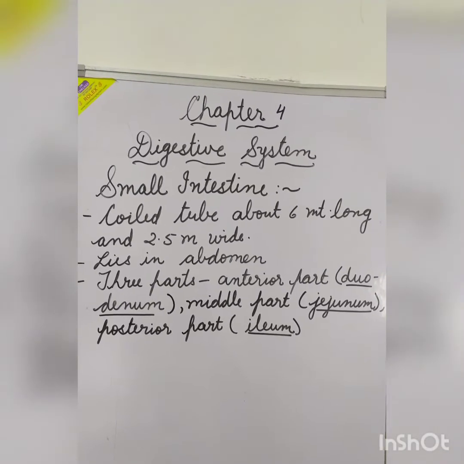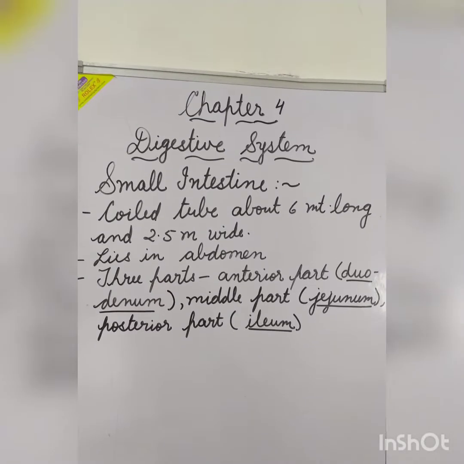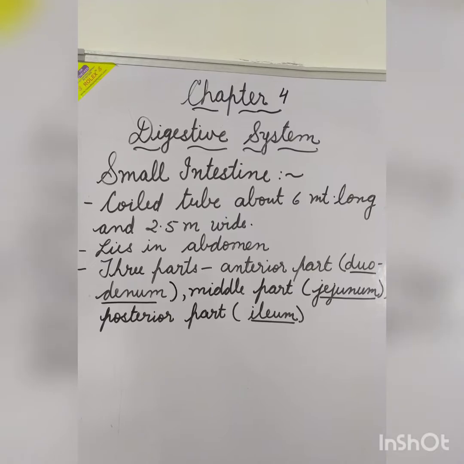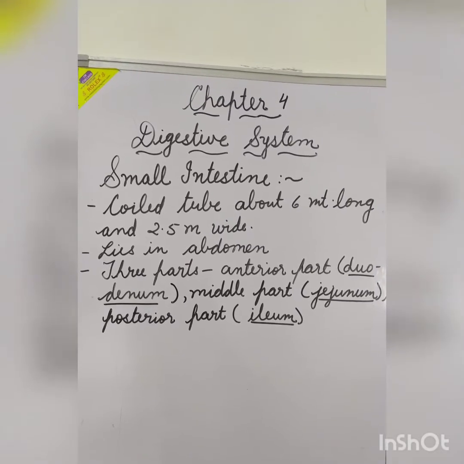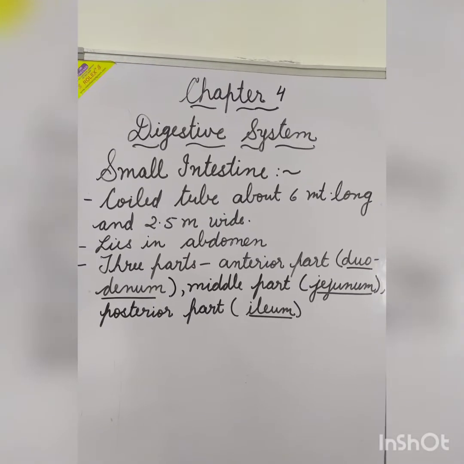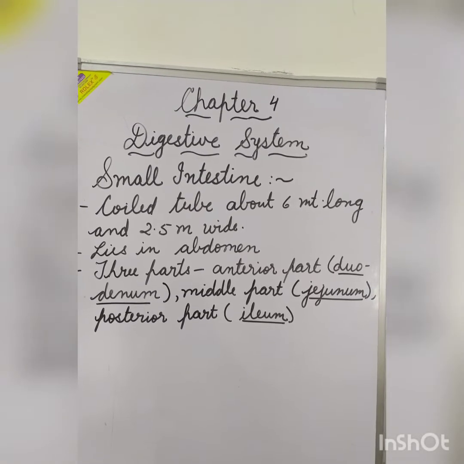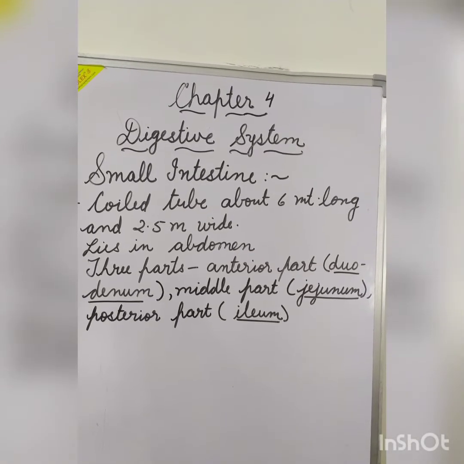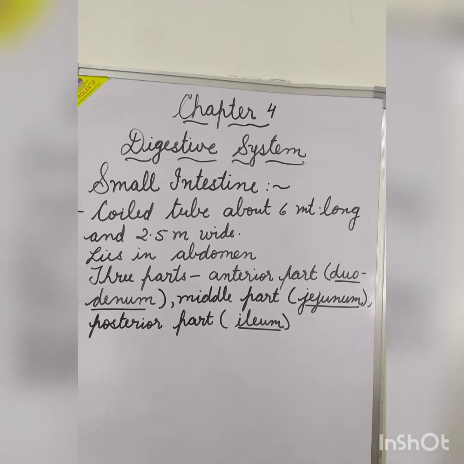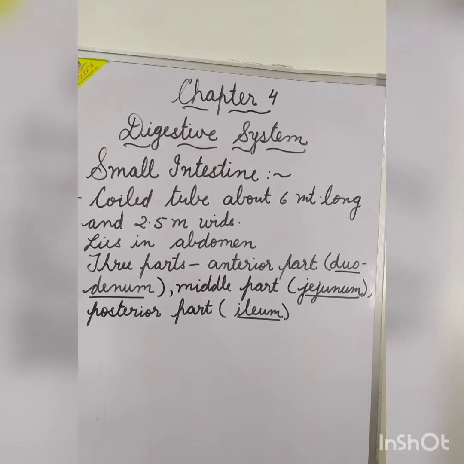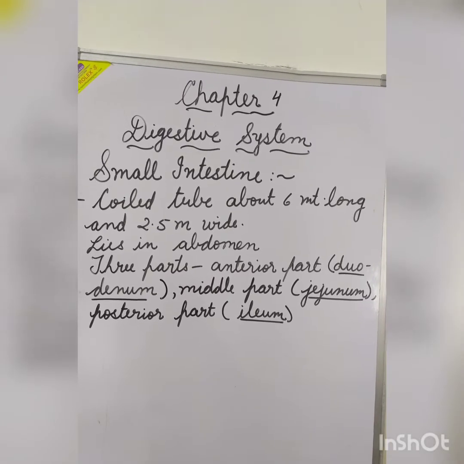Small intestine. It is a highly coiled tube about 6 meters in length and 2.5 centimeters wide. It lies in the abdomen. It has 3 parts. The first part or the anterior part is called the duodenum. The middle part is called jejunum, and the posterior part is ileum.